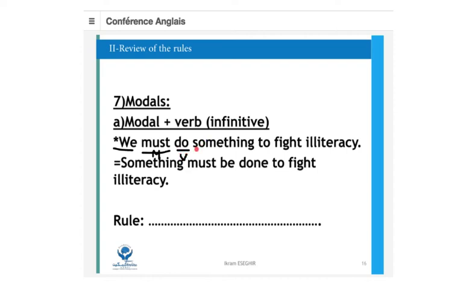do. We must do what? We must do something. That's an object. We must do something to fight illiteracy. So, what's the rule here?